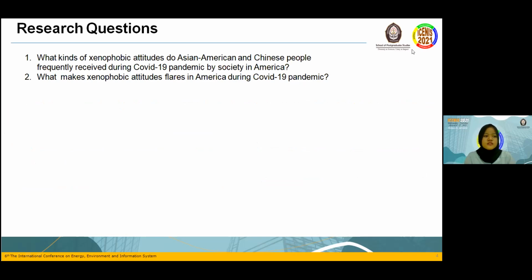Research questions. First, what kinds of xenophobic attitudes do Asian American and Chinese people frequently receive from society in America during the COVID-19 pandemic? And second, what makes xenophobic attitudes flourish in America during the COVID-19 pandemic?